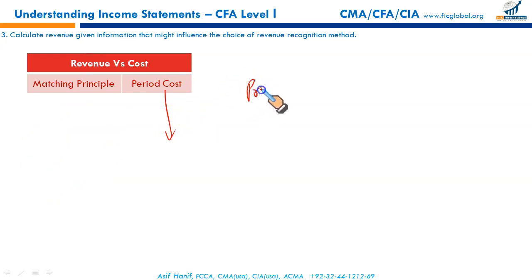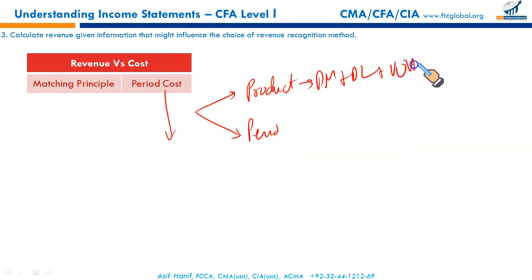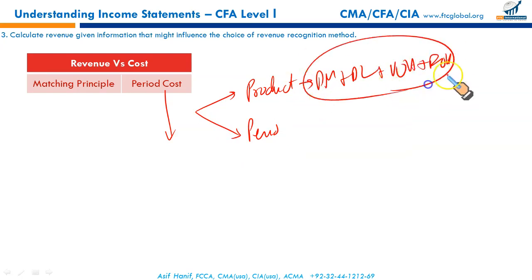One is product cost, the other is called the period cost. Product costs primarily are direct material, direct labor, variable overheads and fixed overhead, which you also call the cost of production under US GAAP and IFRS. They are capitalized costs and become the cost of inventory.